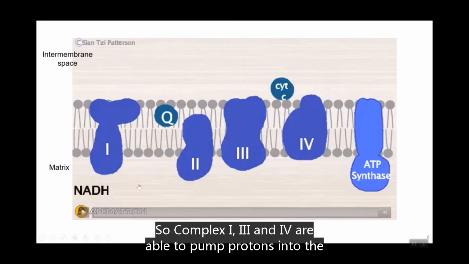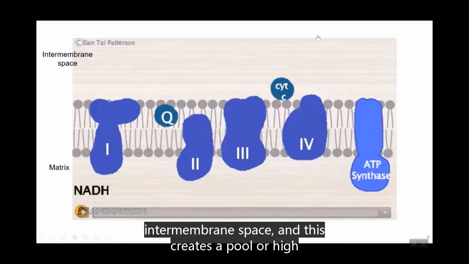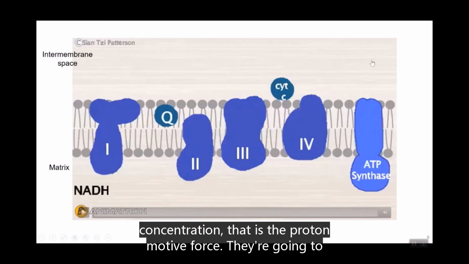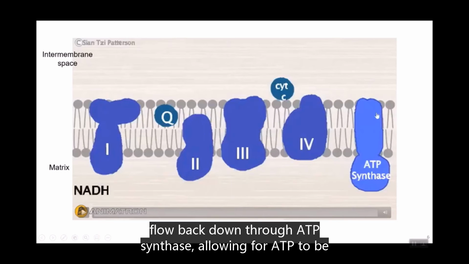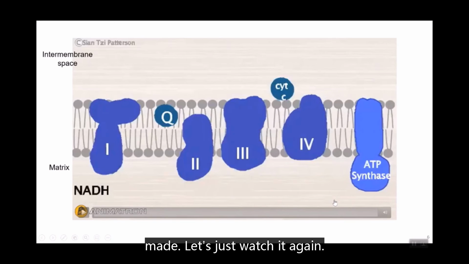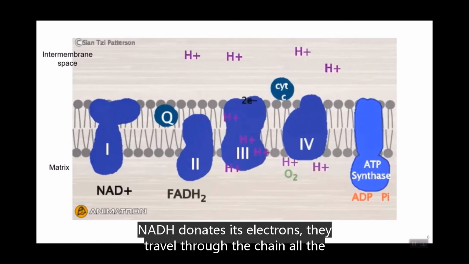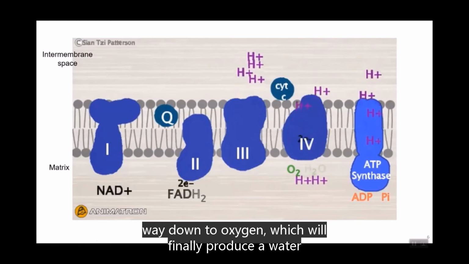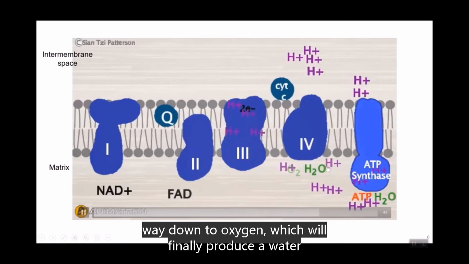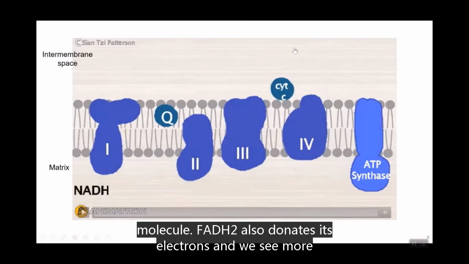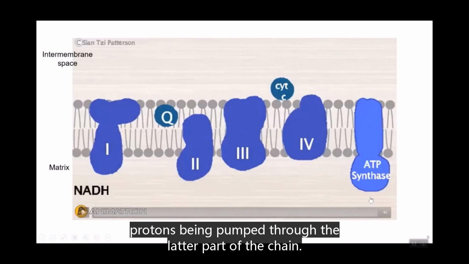So complex 1, 3, and 4 are able to pump protons into the intermembrane space, and this creates a pool or high concentration that is the proton motive force. They're going to flow back down through ATP synthase, allowing for ATP to be made. Let's just watch it again. NADH donates its electrons. They travel through the chain all the way down to oxygen, which will finally produce a water molecule. FADH2 also donates its electrons, and we see more protons being pumped through the latter part of the chain.